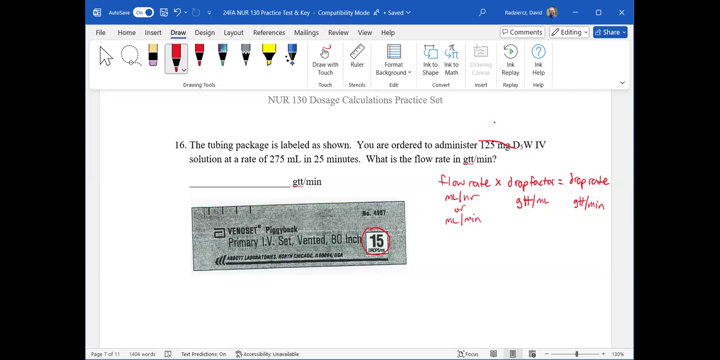All right. So my flow rate in this scenario is 275 milliliters over 25 minutes. I am not going to convert minutes to hours. The reason being is because my final answer is already in minutes. So I don't want to convert it to hours and then convert it back to minutes. If it's in minutes, leave it as minutes. Then I'm going to multiply by the drop factor, which is 15 drops per milliliter. And we're going to see what we get.